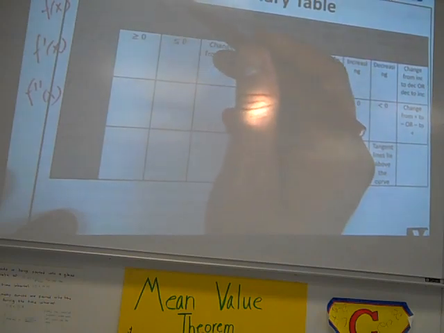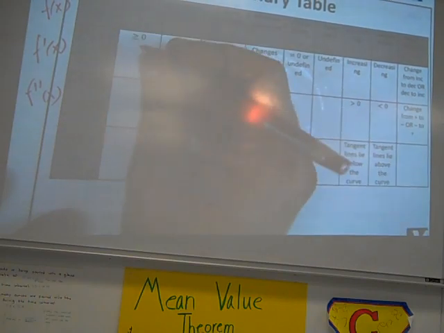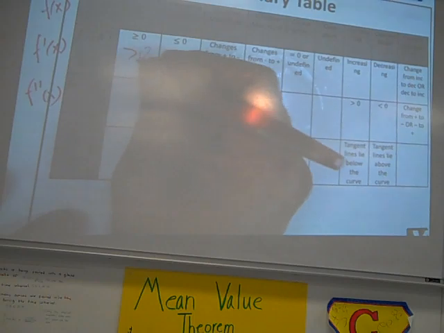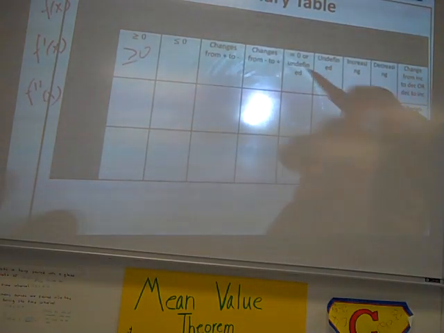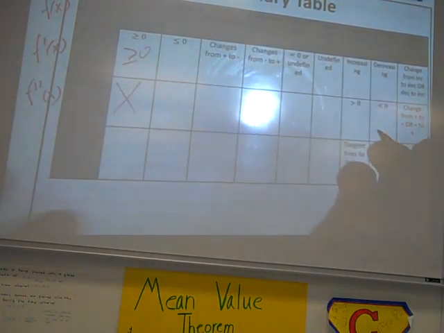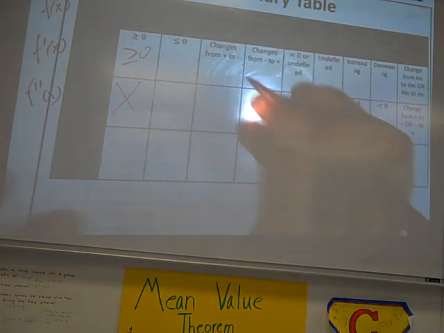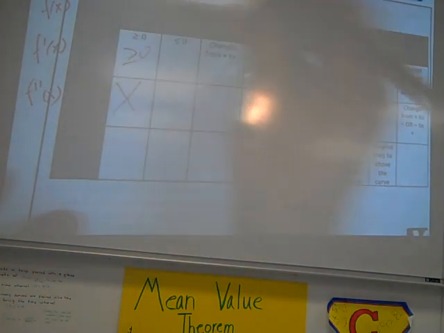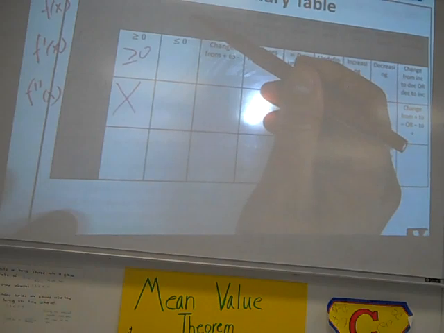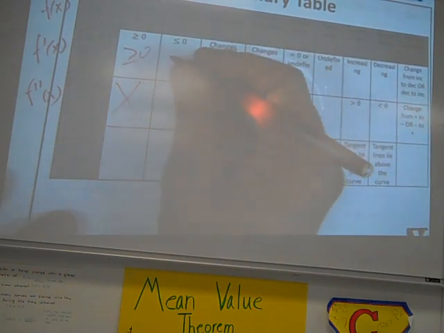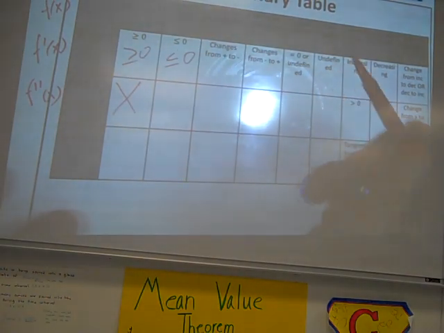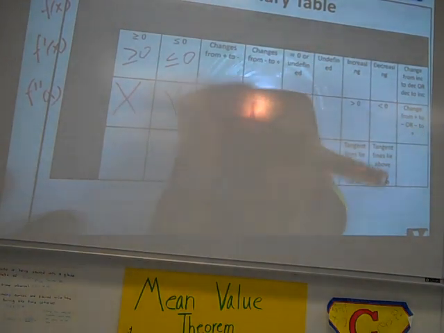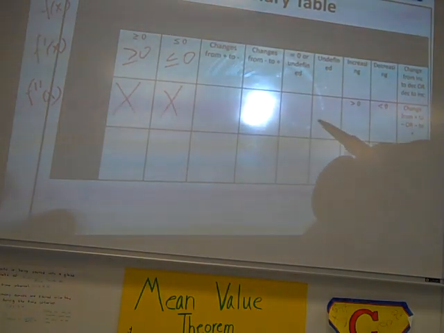If you know your function is increasing, then we know the derivative is greater than or equal to 0. And we know no information about the second derivative. If the original function is decreasing, then the derivative will be less than or equal to 0, and we have no information about the second derivative.